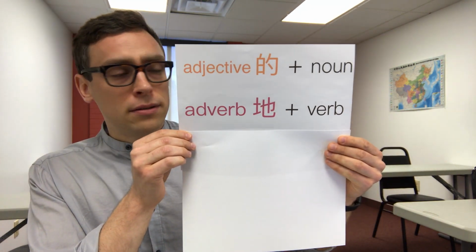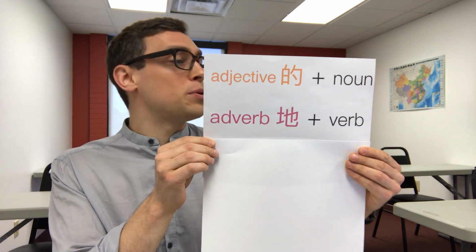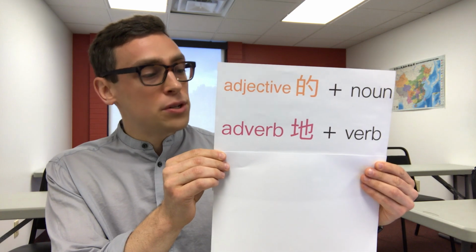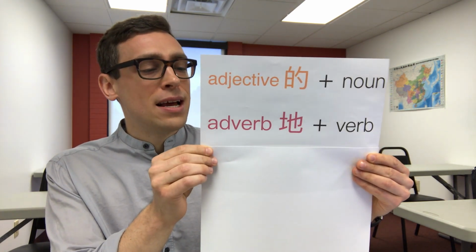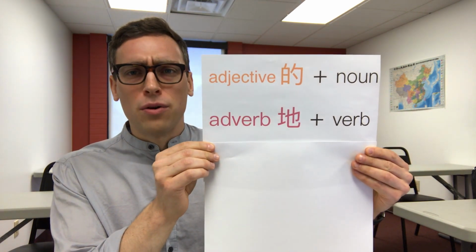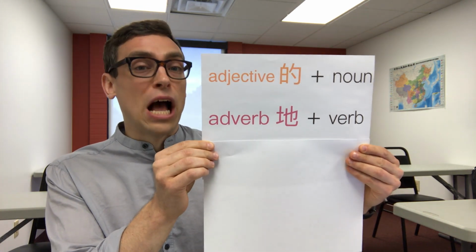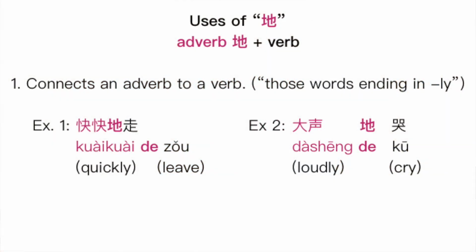This de works in a very similar way, except we're not connecting an adjective to a noun. We're not connecting a description to a noun. We're connecting a description to a verb, and therefore that's an adverb. We're connecting how the verb happens with the verb. Common adverbs in English are those words with the ly at the end, right? And we'll see some of those in the examples we'll take a look at.